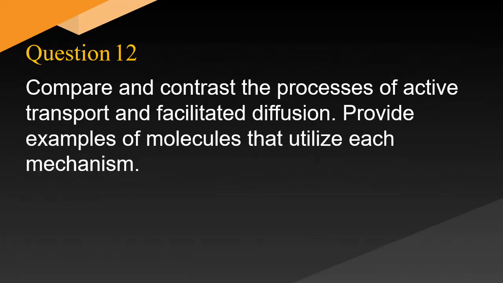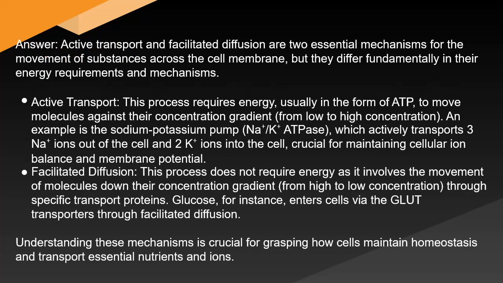Compare and contrast the processes of active transport and facilitated diffusion. Provide examples of molecules that utilize each mechanism. Answer: active transport and facilitated diffusion are two essential mechanisms for the movement of substances across the cell membrane, but they differ fundamentally in their energy requirements and mechanisms.